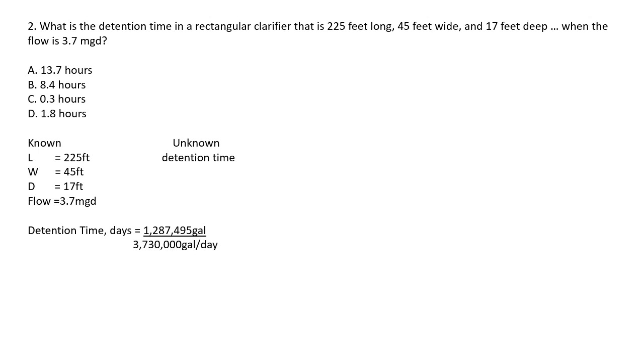Now we can plug that into our detention time formula. So you have your volume of 1,287,495 gallons. We're going to divide that by the flow of 3,730,000 gallons per day. So do your division. And our detention time in days is 0.3451729, but we're looking for hours. There are 24 hours in a day, so we're going to multiply that together, and your days will cancel out and leave you with hours. And the answer is 8.28 hours, and the closest answer is B, 8.4 hours.